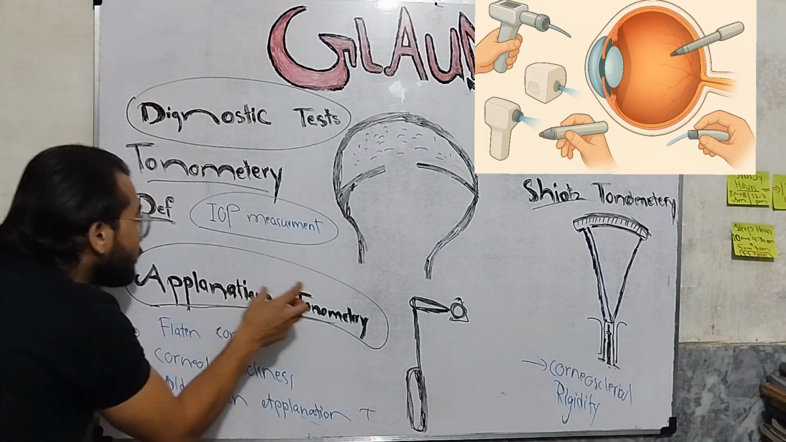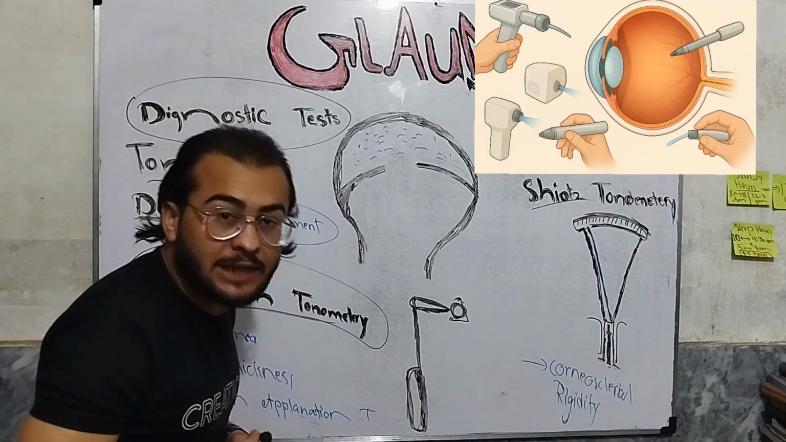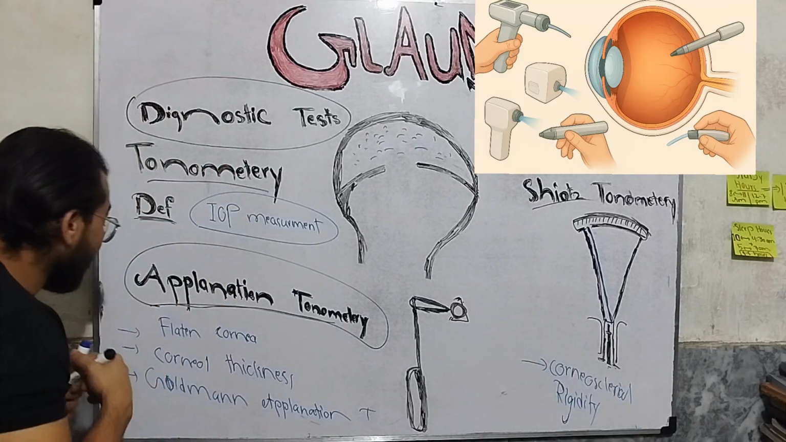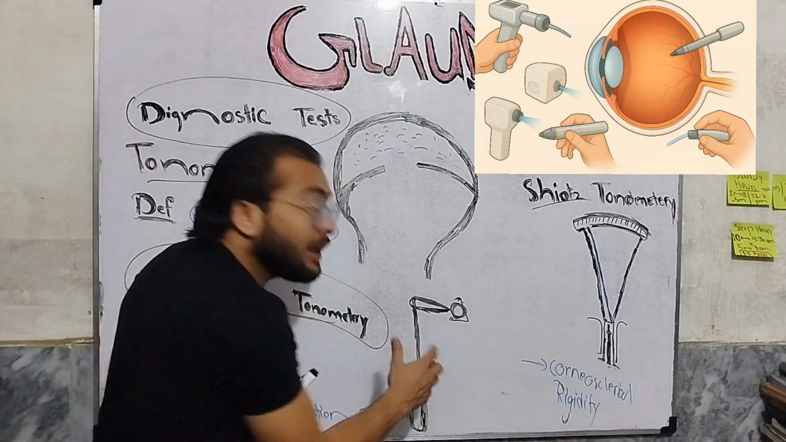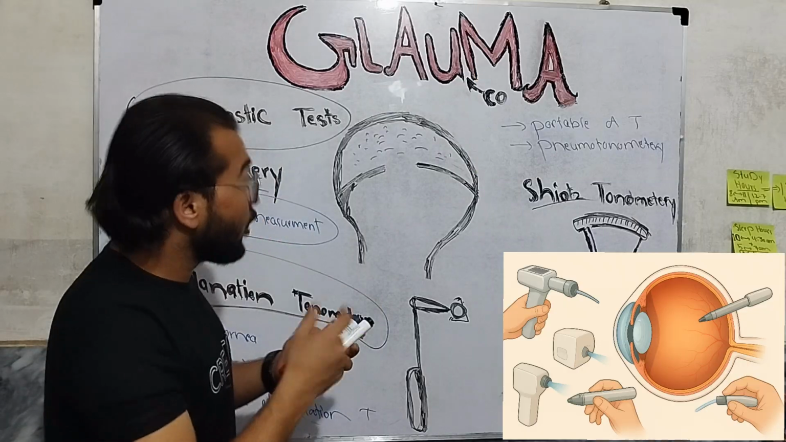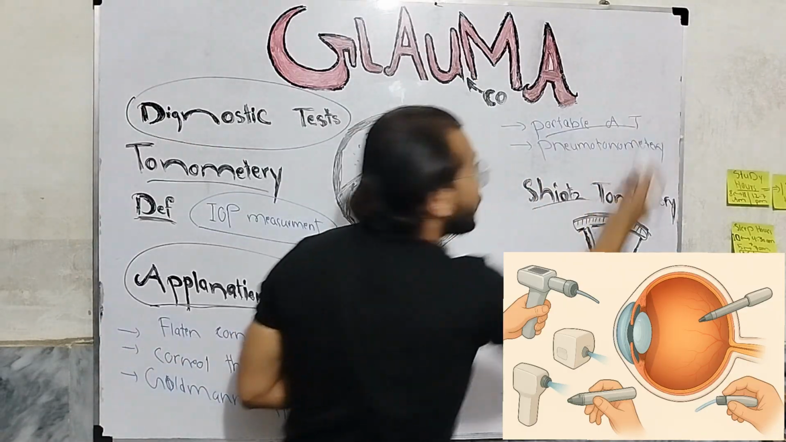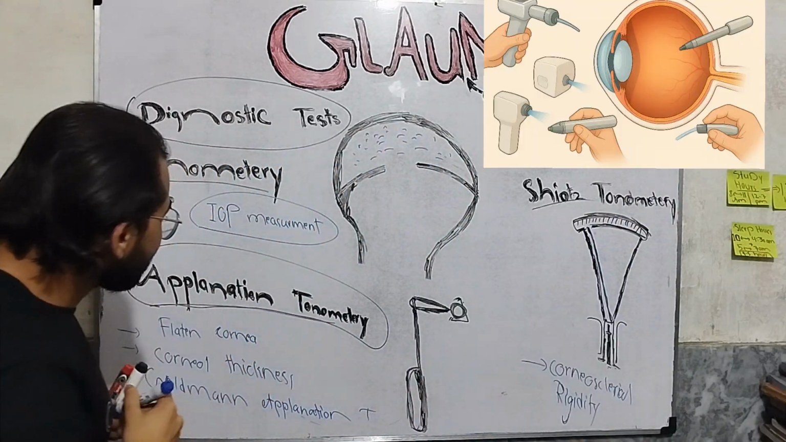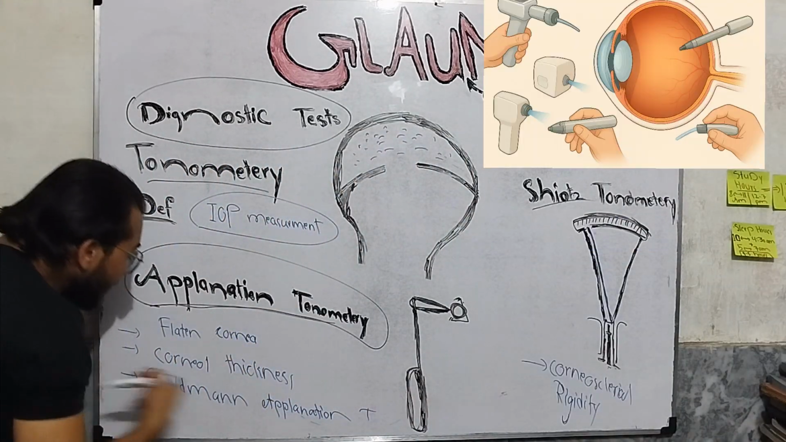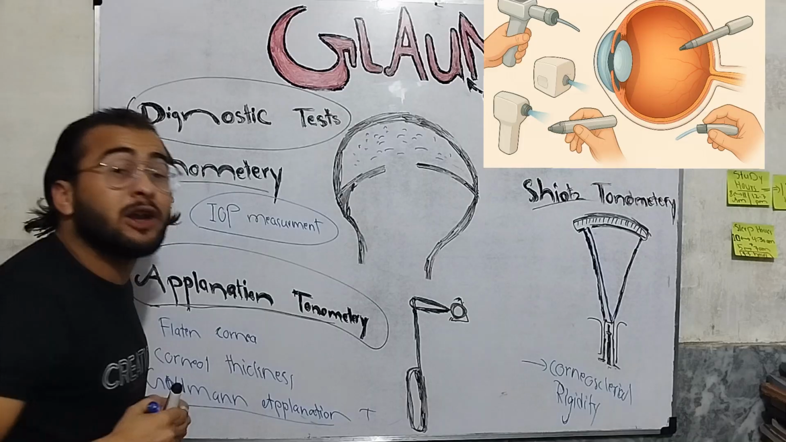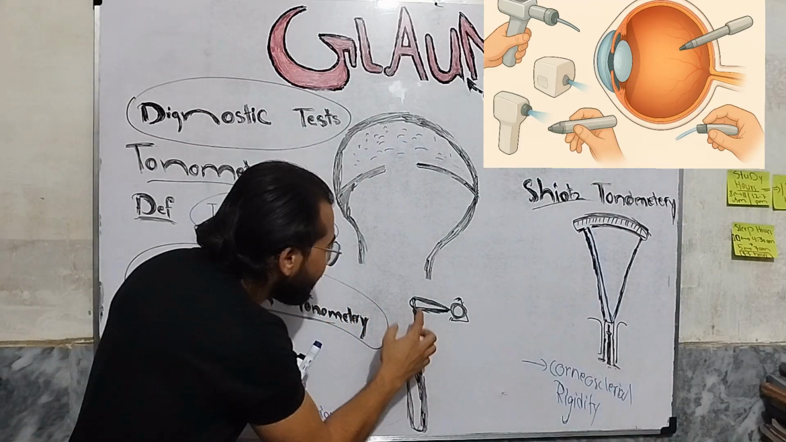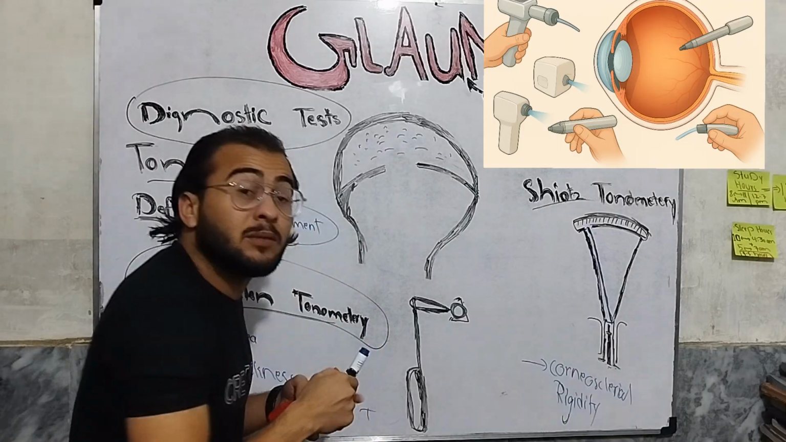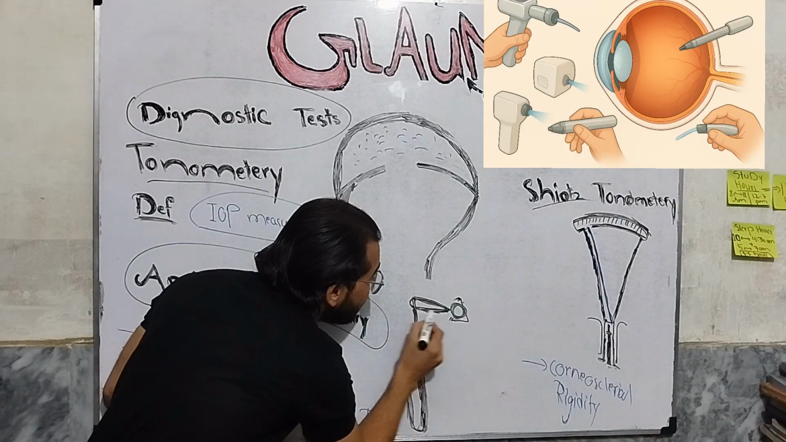Applanation tonometry can be of several types, as there are multiple devices of applanation tonometer. For example, this is the Goldmann applanation tonometer. We can have a portable applanation tonometer and we can have a pneumotonometer. So let's discuss the Goldmann applanation tonometer and how it works. This is the eye, and this is the prism of the Goldmann applanation tonometer.